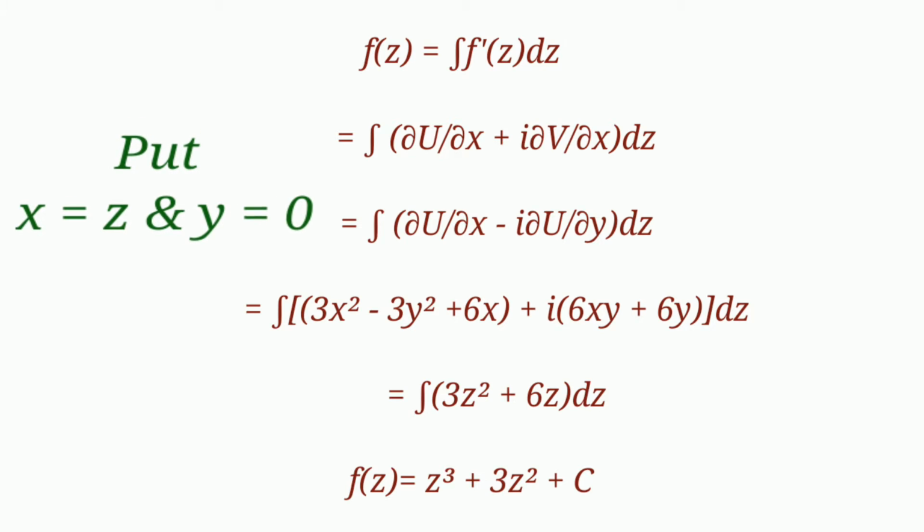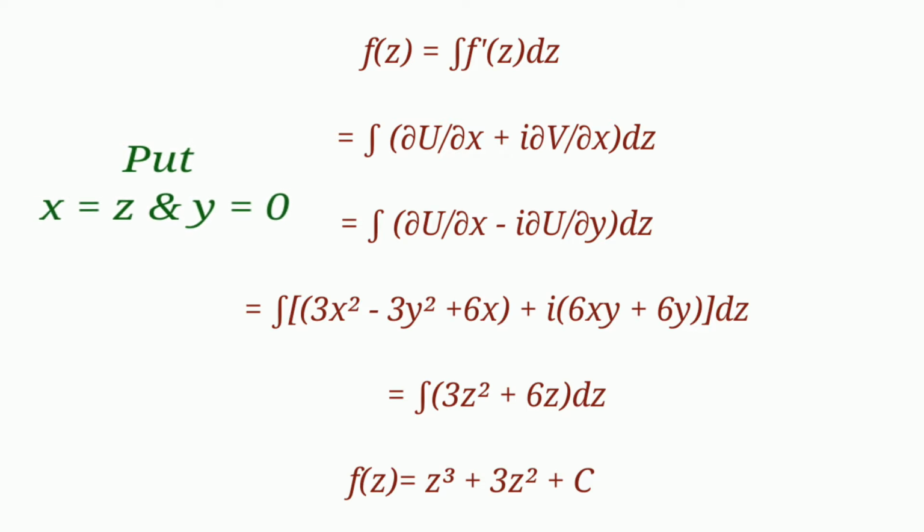Next you put x equal to z and y equal to 0. So the integral of 3z² plus 6z dz. Because when y equal to 0, 3y² is 0, 6xy is 0, 6y is 0. So now the integral becomes the integral of 3z² plus 6z. Its integral is z³ plus 3z² plus c. So the required analytic function is f(z) equal to z³ plus 3z² plus c.